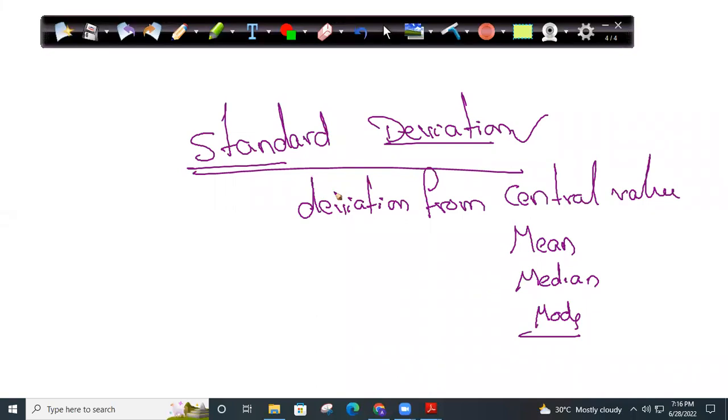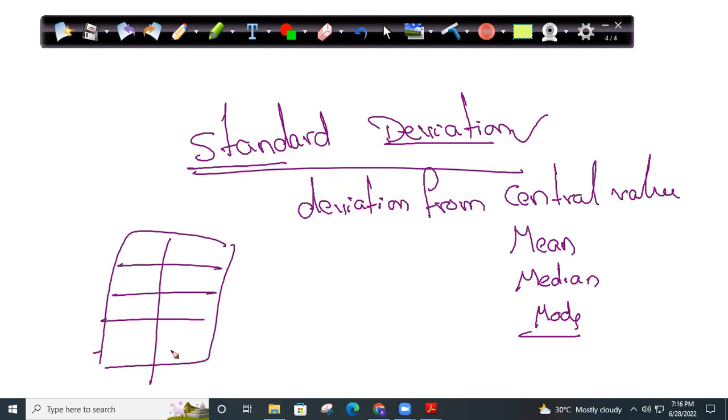More and more, if the data is concentrated... Suppose I have a table like this. Let me take two tables to make you understand. 20, 25, 26, 27, 30. Listen to me carefully. 1, 3, 5, 2, 1.